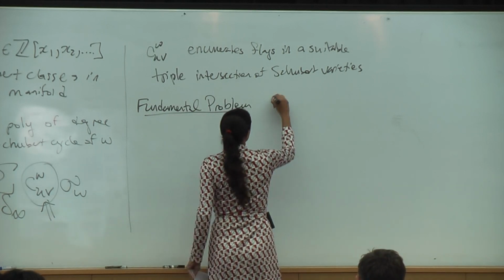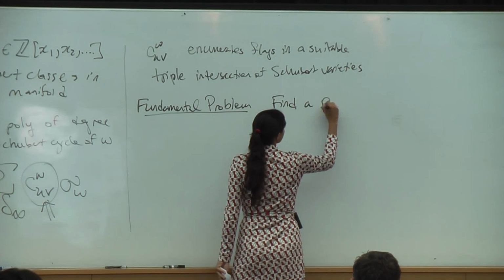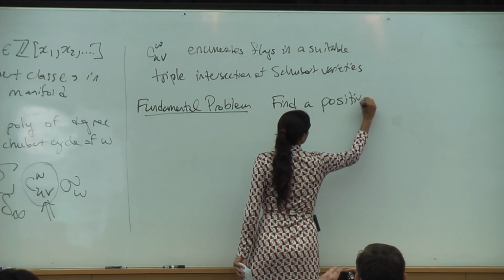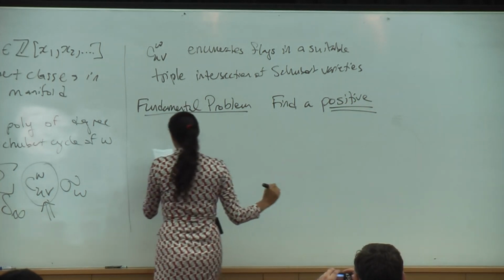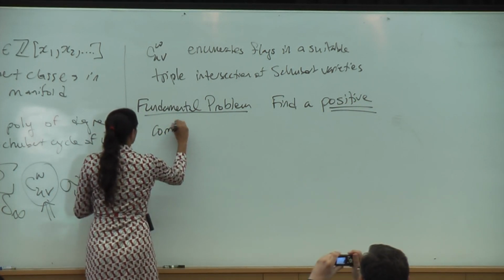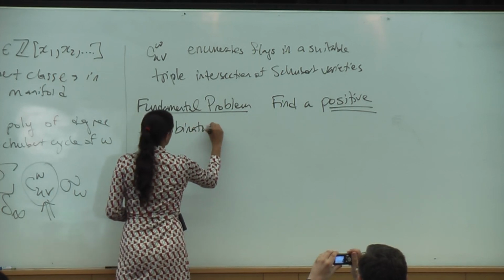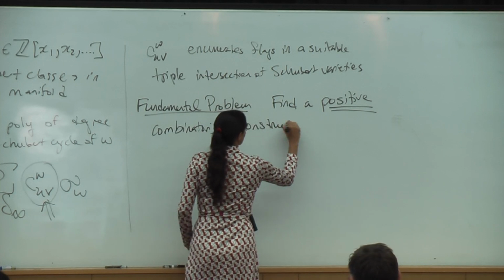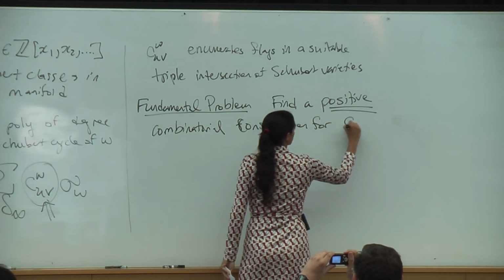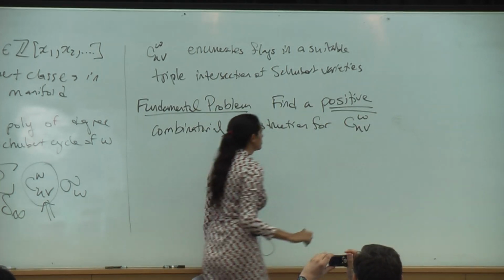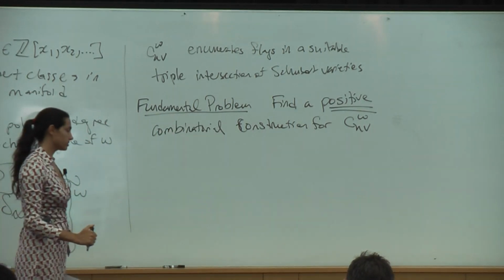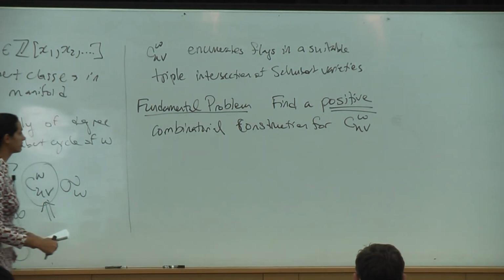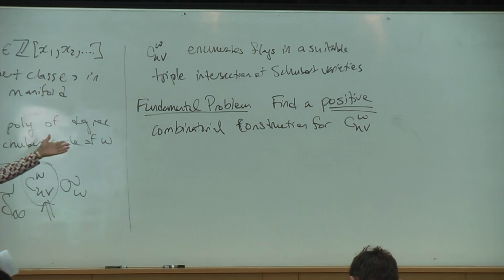So let's see how it goes. So find a positive, cancellation-free, manifestly positive, combinatorial, let's say construction for c^w_{u,v}. So I guess according to Ender's book, we should also know that it's #P to compute them. But for me, I'm just happy if we have a positive combinatorial formula or construction.